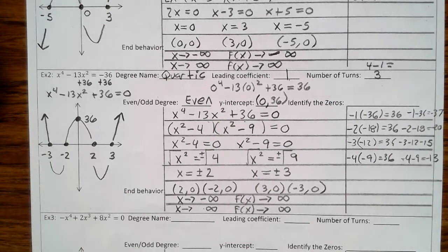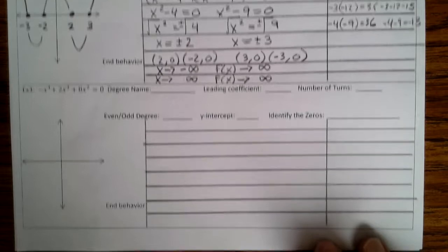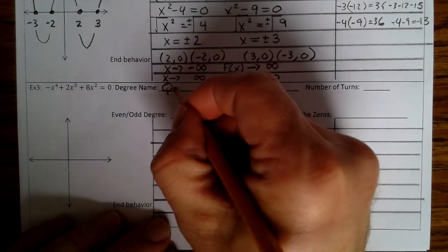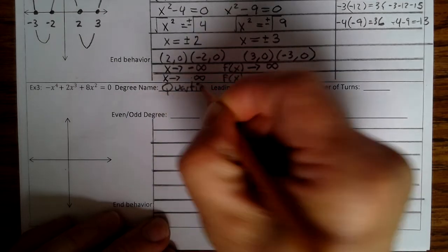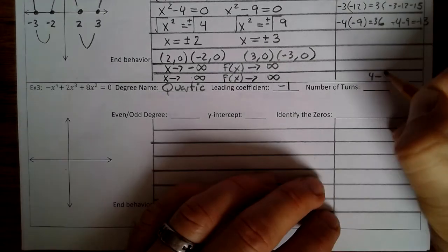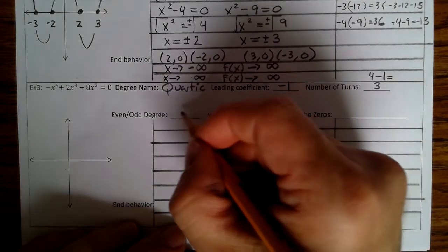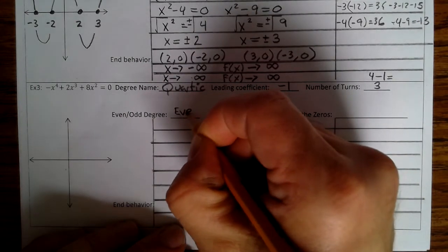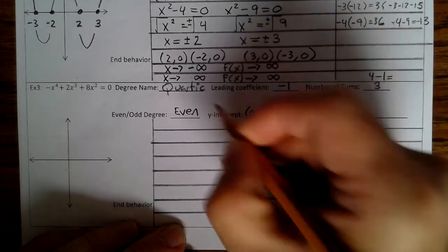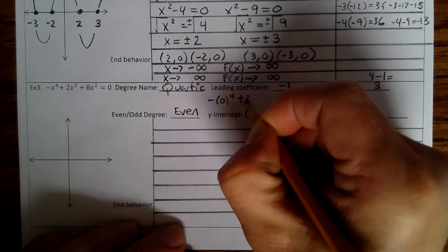Okay, now the name of the degree is quartic. Leading coefficient is -1. Number of turns is 4 minus 1, which equals 3. It is an even degree. The y-intercept is when x is 0. So now we need to substitute 0 in for x. So negative 0 to the 4th plus 2 times 0 cubed plus 8 times 0 squared equals 0. So your y-intercept is 0, 0.